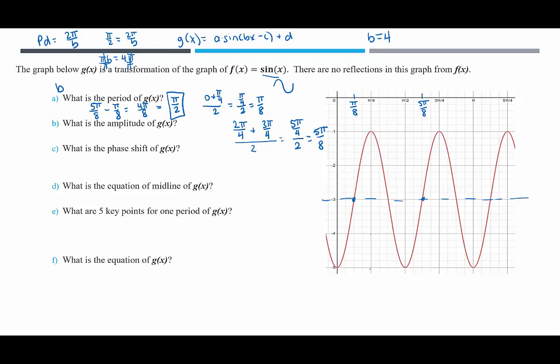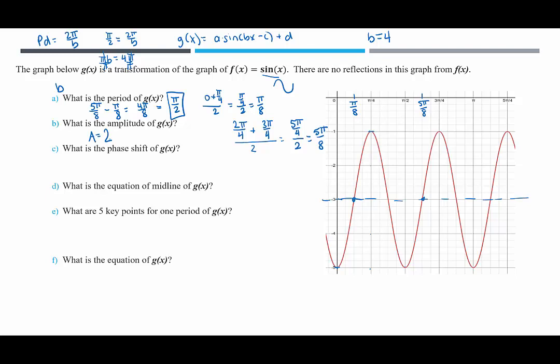Let's see what question B asks of us. What is the amplitude of g of x? We actually already answered this question back when we were looking at question A. We did a lot of work for question A, but it's a big payoff because it's going to help us with part B. The amplitude is the distance between the midline and the tallest point in the graph, or the midline and the lowest point in the graph. Either way, you should end up with that same answer, right? Either way, there is a distance of 2. So the amplitude is 2.